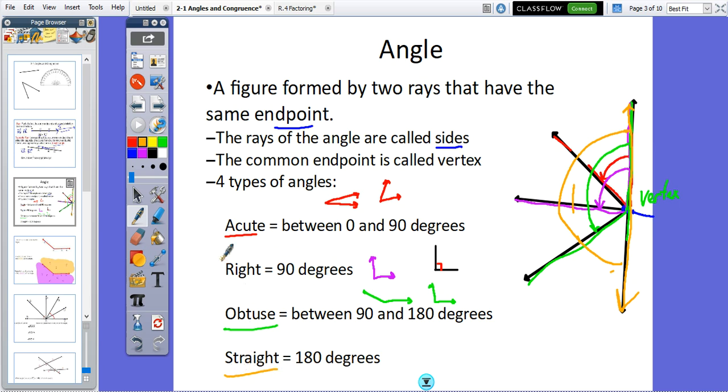All right, so review real quick. Acute angle, anything smaller than 90 degrees, like this little red one right here. A right angle, anything exactly 90 degrees, like this purple one. An obtuse angle, anything bigger than 90, like this green one. And of course, a straight angle is exactly 180, like this orange one.